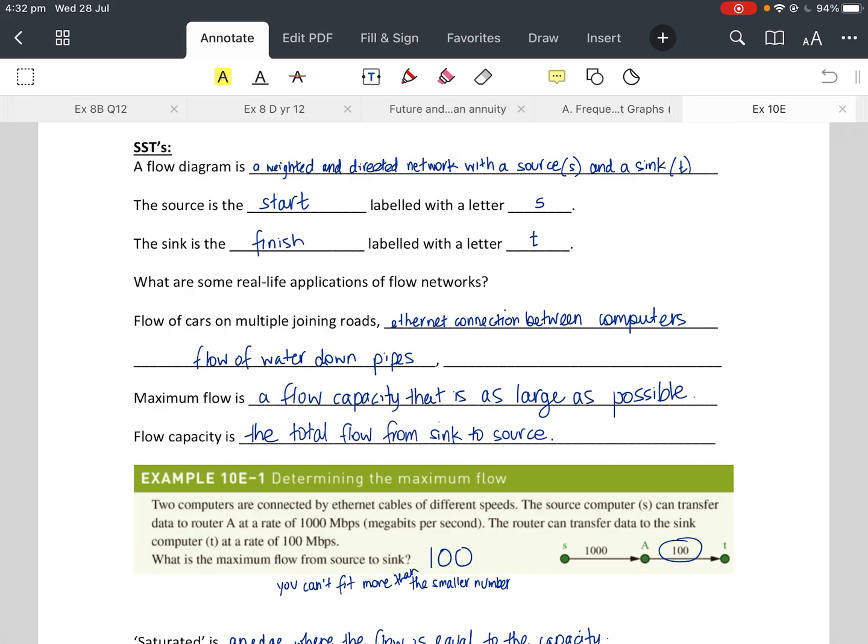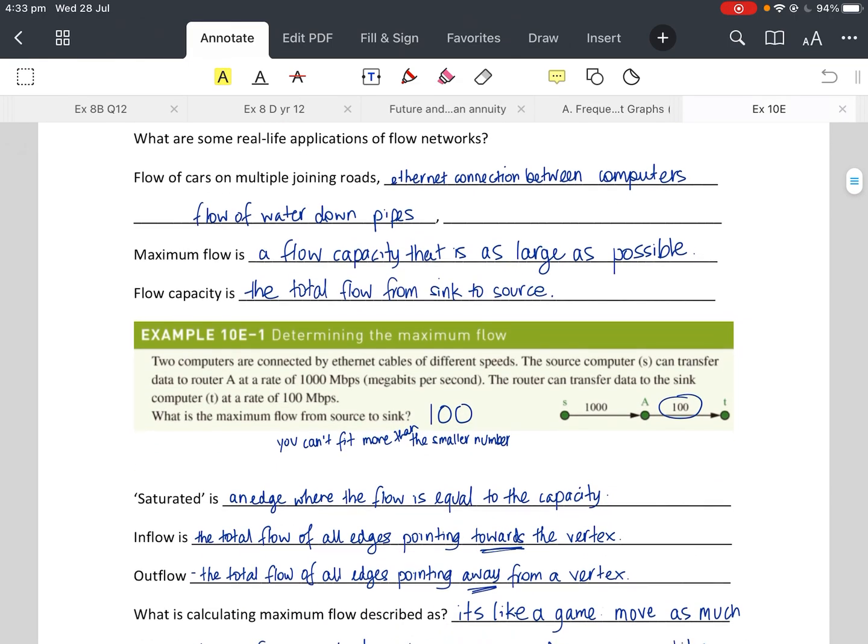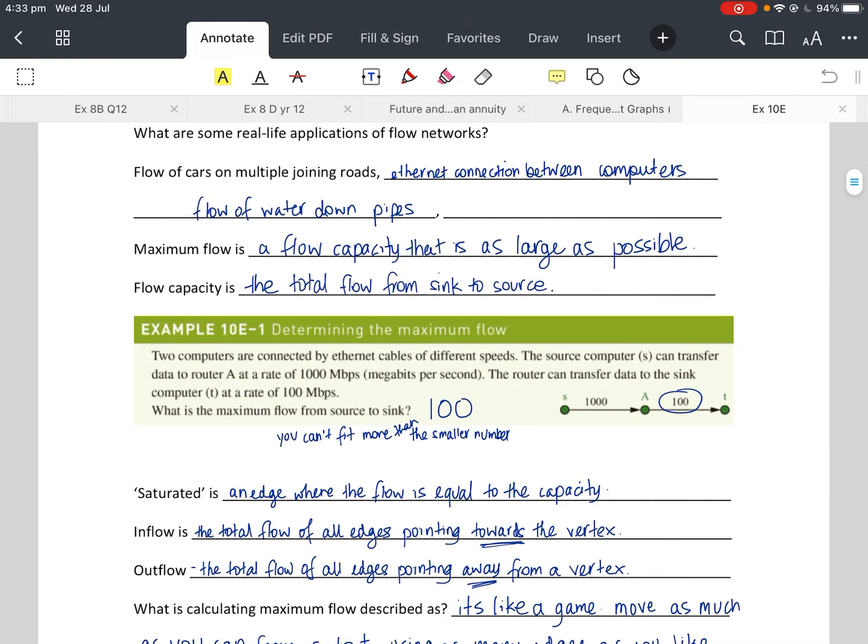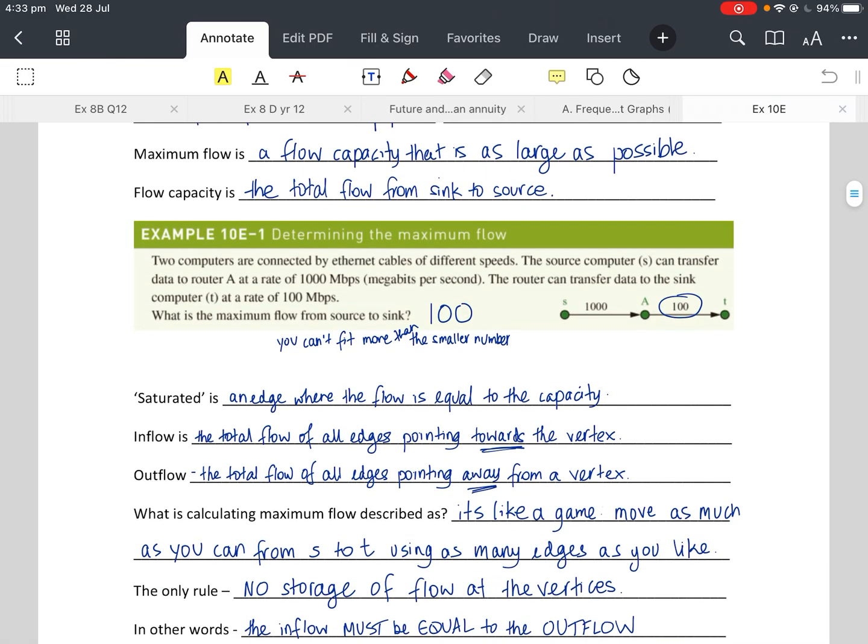So some other real-life applications of flow networks I've included here: the Ethernet connection, the flow of cars, even the flow of water down pipes. If you can think of another one, there's another thing there for you. Maybe we'll find one before the end of this activity. Maximum flow is the flow capacity that is as large as possible. Flow capacity is the total flow from the sink to the source.